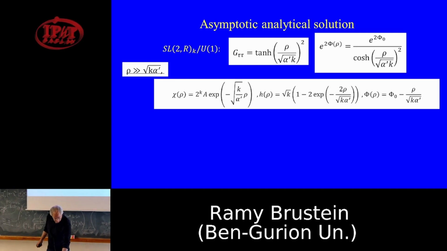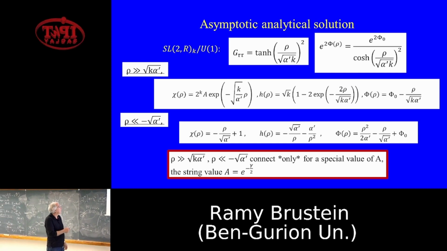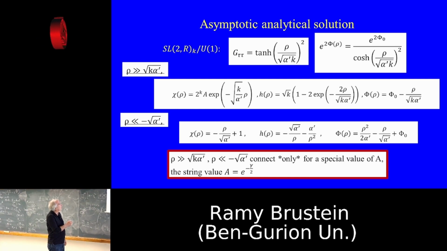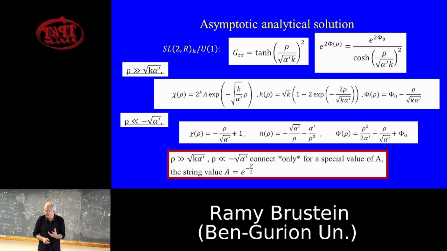But a surprise is that we have another branch of asymptotic solution. You note here rho is larger than square root of k alpha prime. So that's the curvature radius. But here it's rho much smaller than square root of alpha prime. And we get an asymptotic solution that behaves like so. And the two solutions connect to each other only for a specific value of the amplitude of chi. And that specific value, as I show in the next slide more clearly, is the value that is predicted by string theory. And it's a very special number. It's e to the minus Euler constant divided by 2.